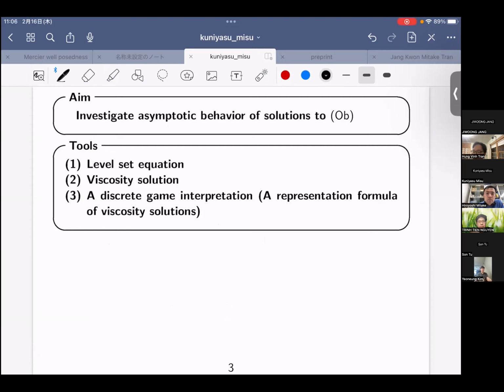There are several ways to follow the surface evolution. But I employ the level set method, mainly because my background is viscosity solutions. Furthermore, we approximate the viscosity solution via value functions of a game to investigate the asymptotic behavior of the obstacle problem.